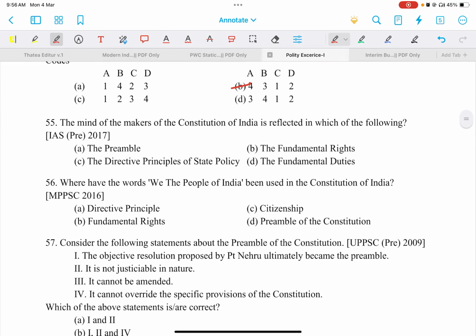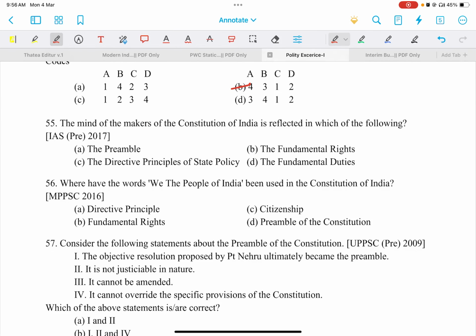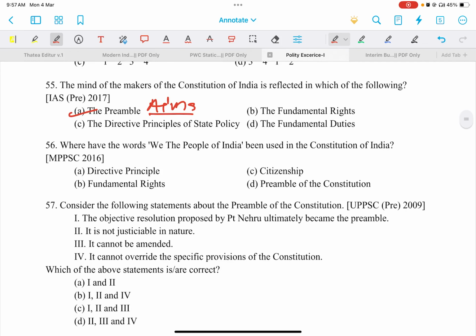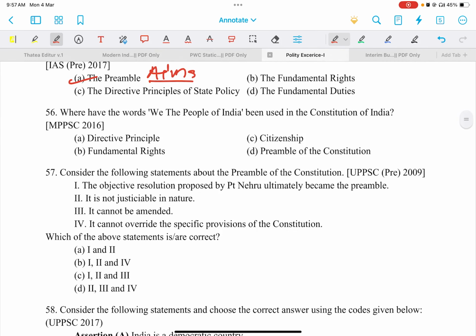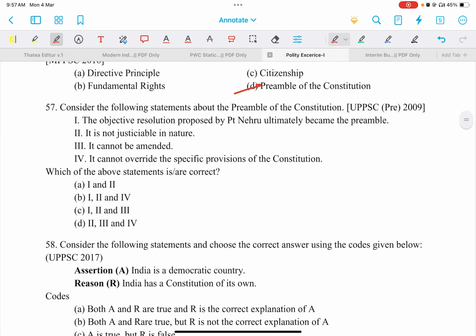The mind of the maker of the Constitution of India is reflected in which of the following? Preamble: philosophy and features, aims of India, objective, scope. Where have the words "We, the people of India" been used? Preamble of the Constitution.